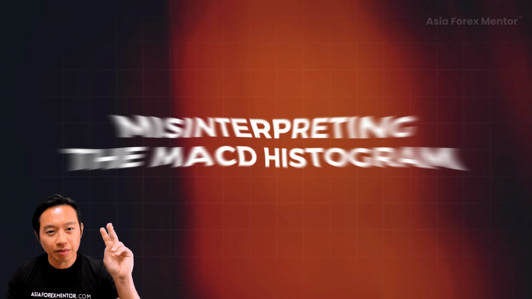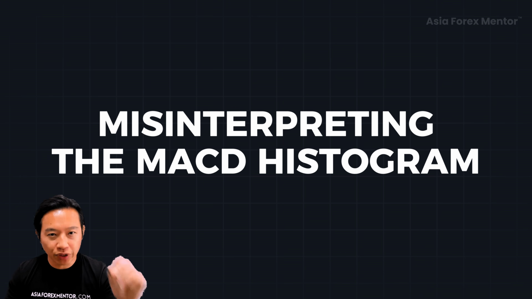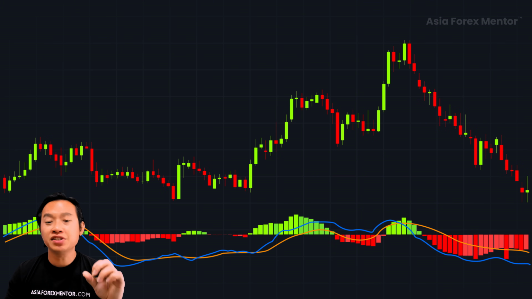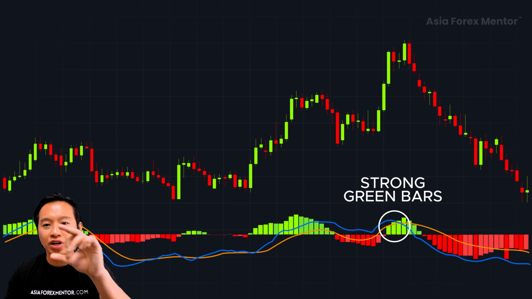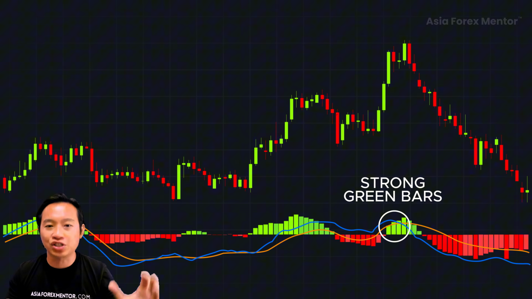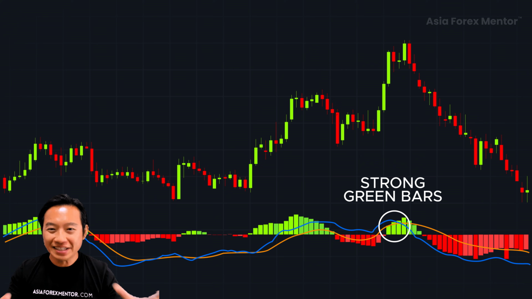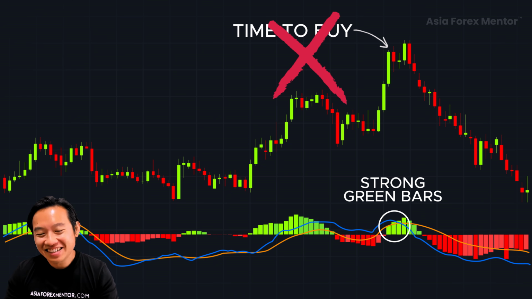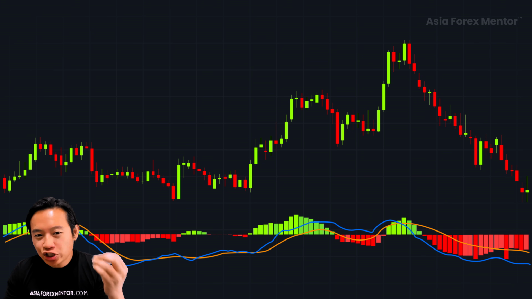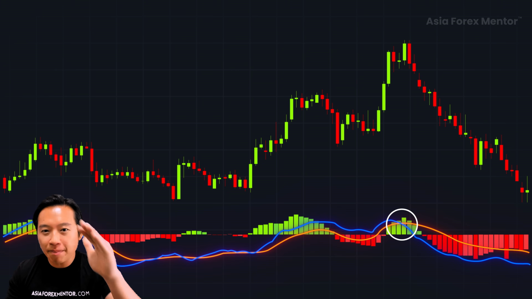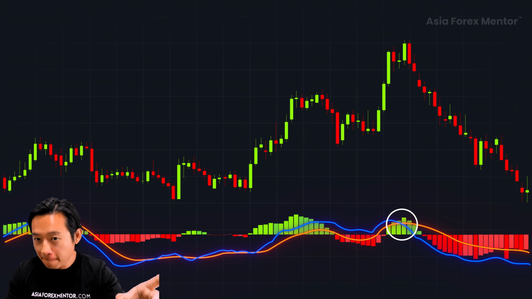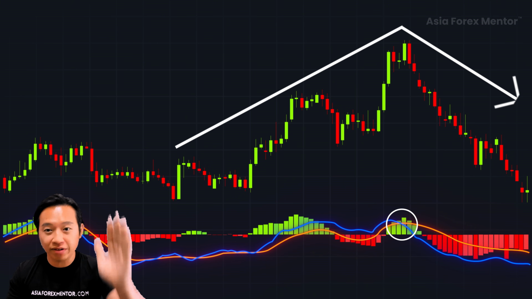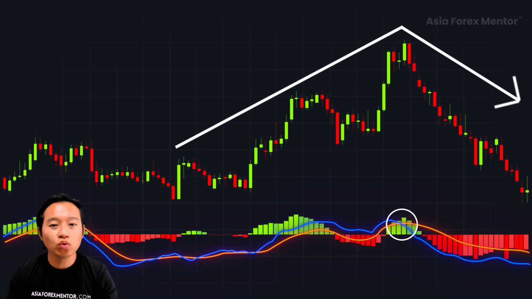So next, number 2, misinterpreting the MACD histogram. Sometimes when you see the MACD histogram, you see strong green bars expanding, and you'll be thinking there's strong momentum now. It's time to buy. It is a solid point, but in trending markets, a clear MACD crossover might signal the end of a trend, making it too late to enter.